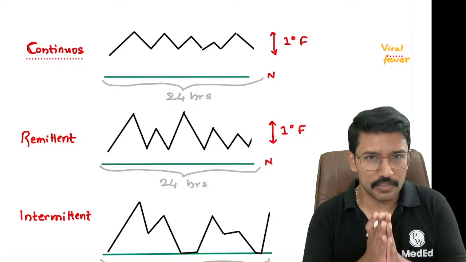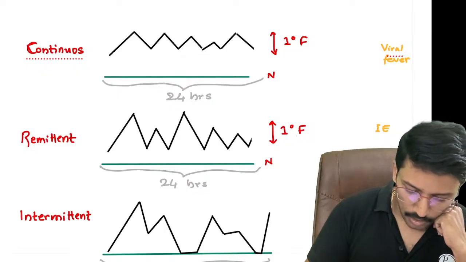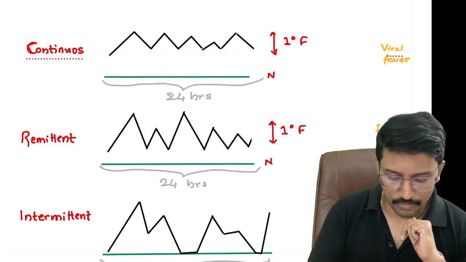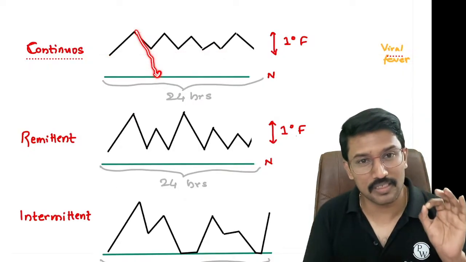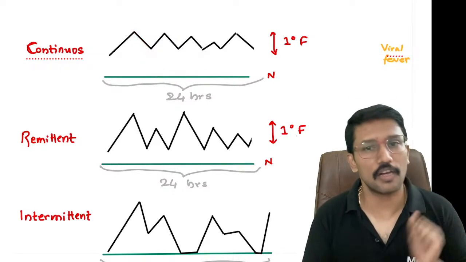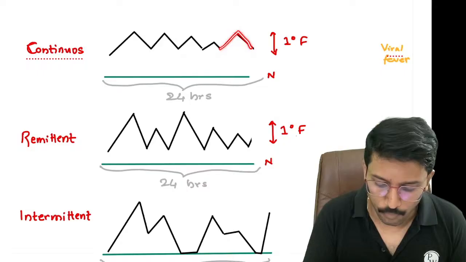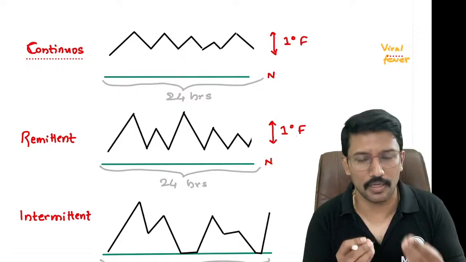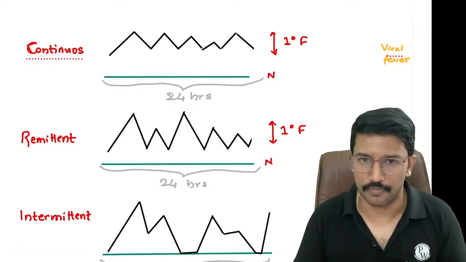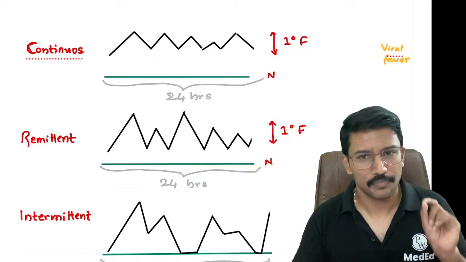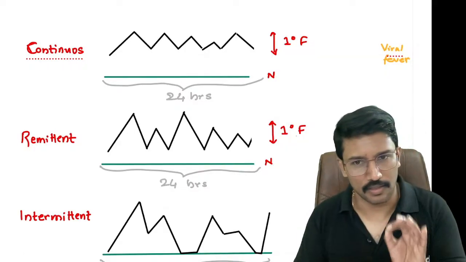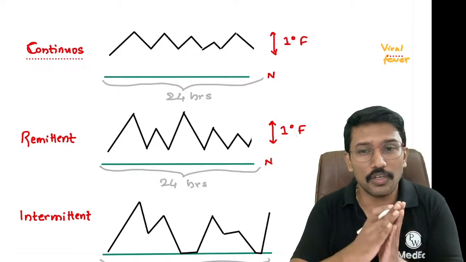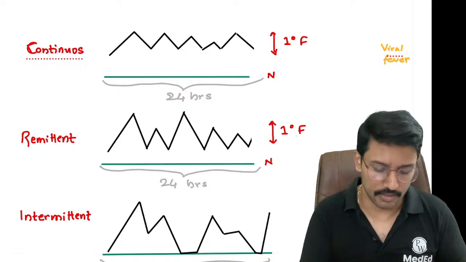When you look at the first graph, the first thing you notice is that in a 24-hour period, the temperature has always remained above the baseline. It has never come down to the baseline. It is persistently elevated. Second point, yes, there are fluctuations, but the fluctuations are not more than 1 degree Fahrenheit. Just to give you an example, let me say a patient's temperature is always 38.5, more than the required temperature to call it fever. It goes to 39, comes down to 38.2, goes to 38.8, but it has not seen a fluctuation greater than 1 degree Fahrenheit. Then I will call it continuous fever.